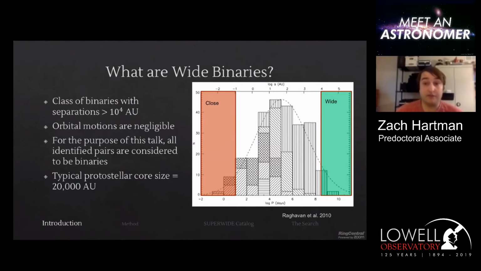Now, one interesting fact for these wide binaries is I'm saying that they have separations greater than 10 to the 4 astronomical units. Now, the typical protostellar core size, so the clump of gas that eventually contracts down to form stars, is around 20,000 AU. So this means these wide binaries are larger than the typical core size. And this plays a part in we don't really know how they're formed. We'll get into that later.